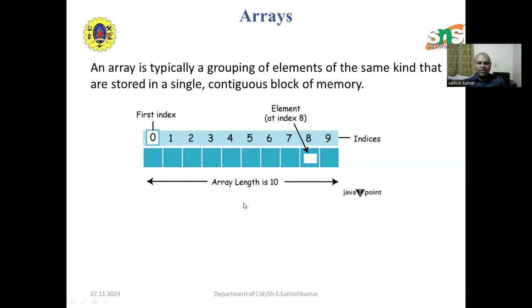So here, the array has a name, and it contains 10 elements. It can store 10 data values. Suppose we have an integer array holding 10 values, where each integer takes 2 bytes: the first one holds 2 bytes, the second one 2 bytes, the third one 2 bytes. Likewise, we have storage of 10 values.